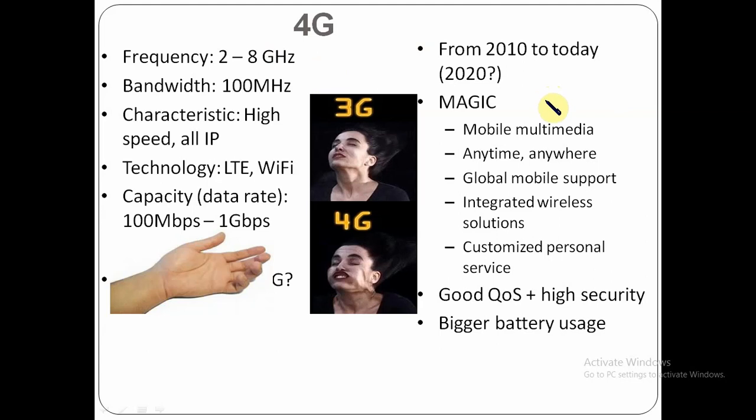The current standard is the fourth generation of networks, called 4G. It supports mobile web access like 3G, but also gaming services, HD mobile TV, video conferencing, 3D TV, and other services that demand higher speeds. The frequency given here is 2 to 8 gigahertz, bandwidth up to 100 megahertz. Characteristics: high speed, all internet calls. Technology: LTE, Wi-Fi. Capacity data rate is up to 1 Gbps for 4G.